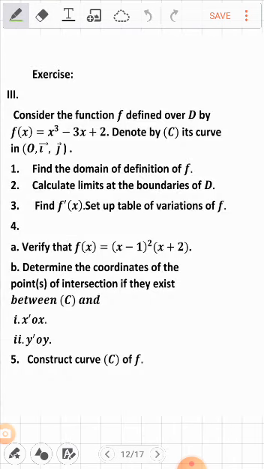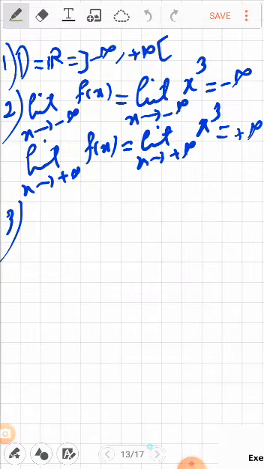Now let us solve this exercise. Exercise 3. Consider the function f defined over R by f of x equals x cubed minus 3x plus 2. Denote by C its curve in OIJ. Find the domain of definition of f. Calculate the limits. It is almost similar to the previous one, and we modified it a little, but now the degree is 3.